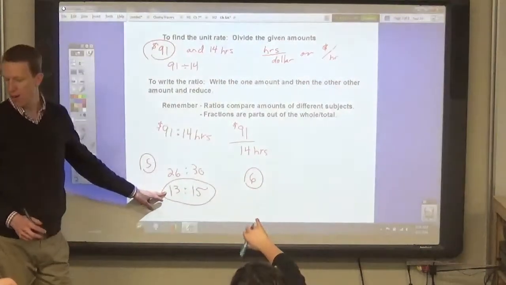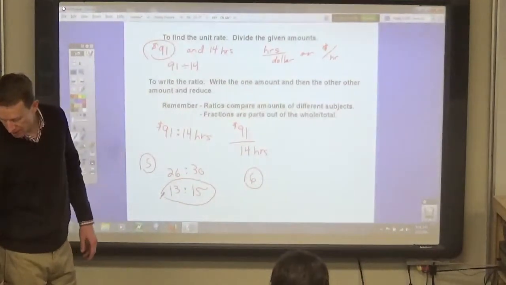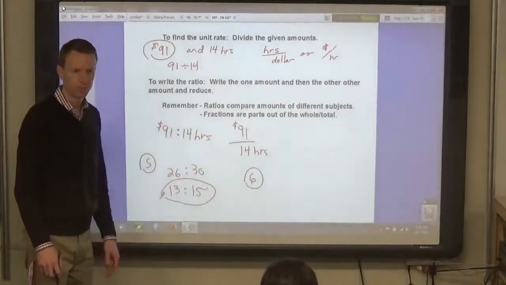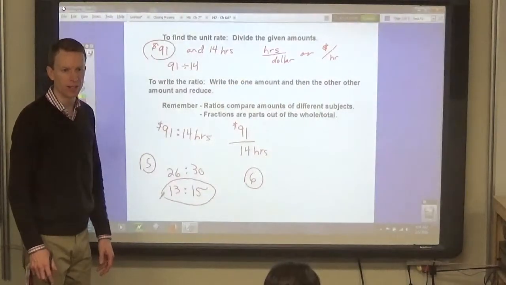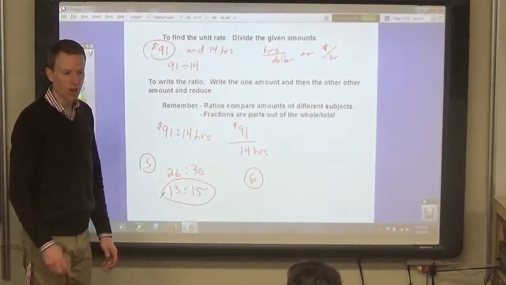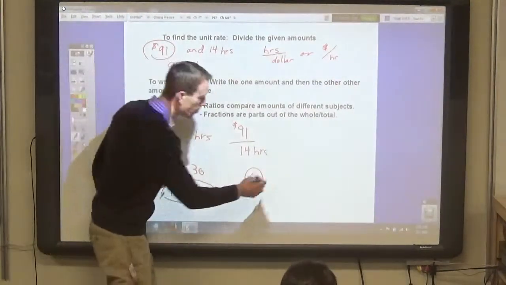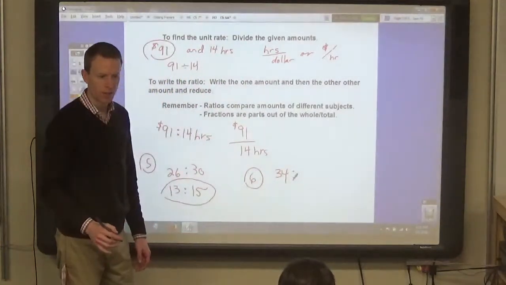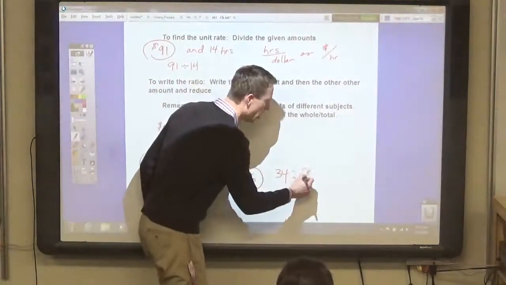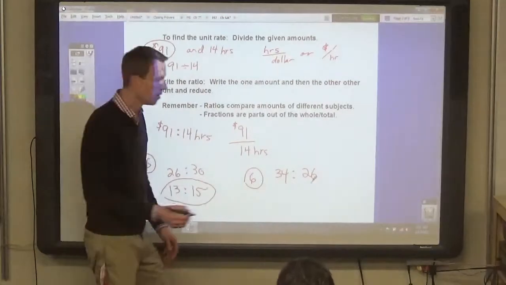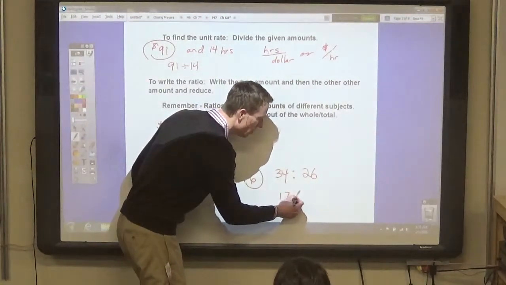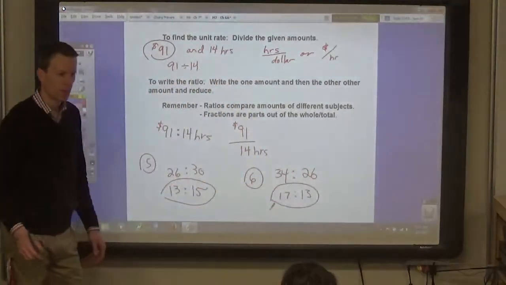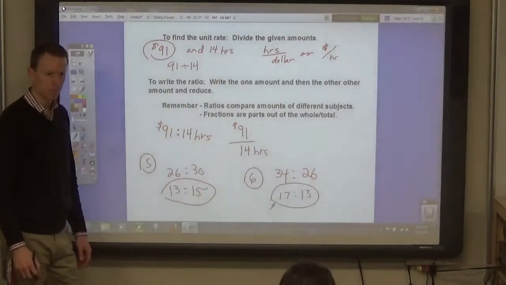What's the ratio of, in number 6, 7th grade girls to 7th grade boys? How many 7th grade girls are there? How many are listed? Gray? 34. Then the colon. 26 boys. And then reduce it. Yep. 17 to 13. You don't have to label it, no?